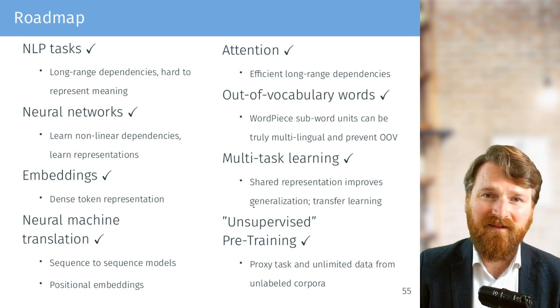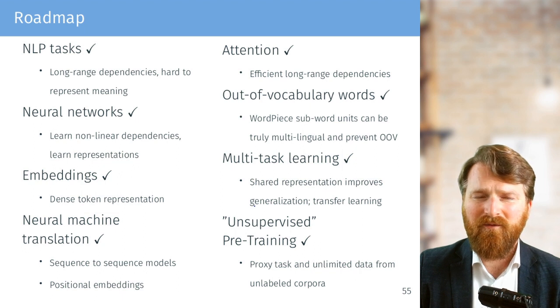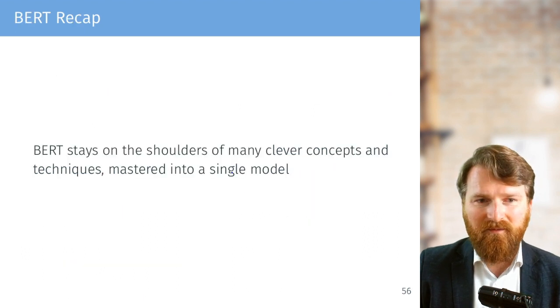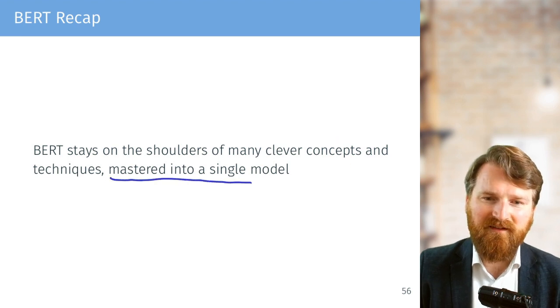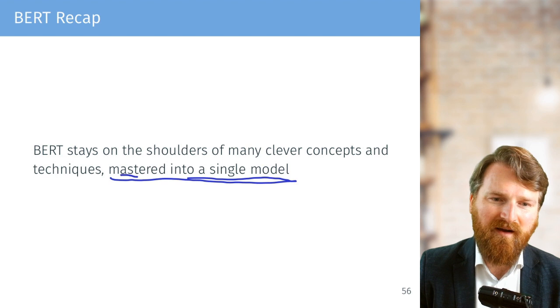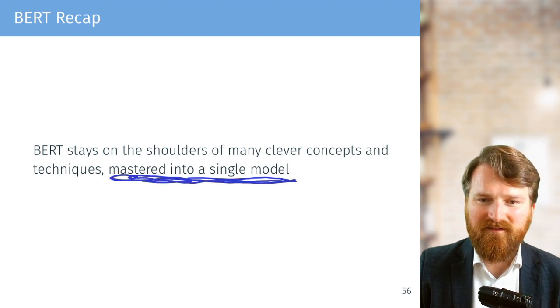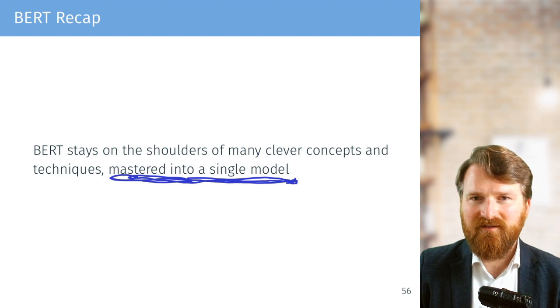But I'm afraid there was a lot of trial and error as well. So why exactly use this CLS token? Why exactly the separation token, and so on? So BERT actually stands on the shoulders of many clever concepts and techniques, but they mastered all of them into a single model. So they really took it and mastered that. And why is BERT really important, and why is that such a great concept? Is that you can run it on many tasks. It solves many tasks at once.